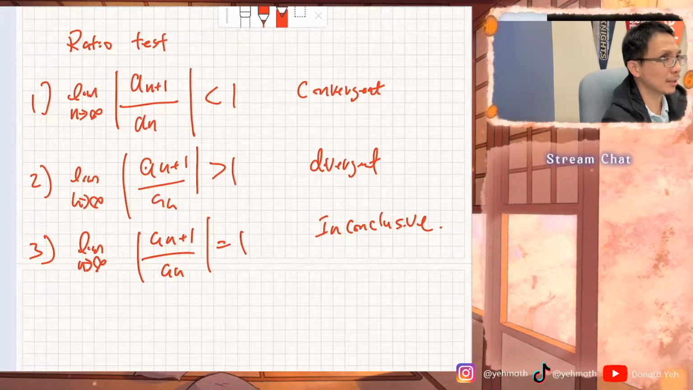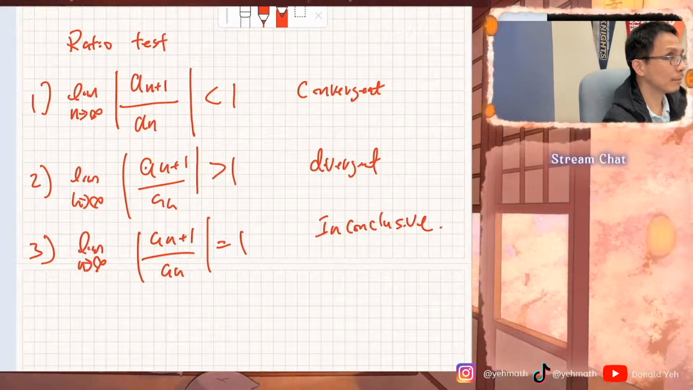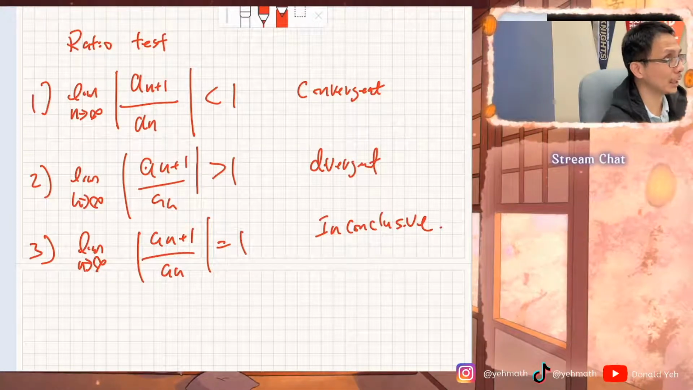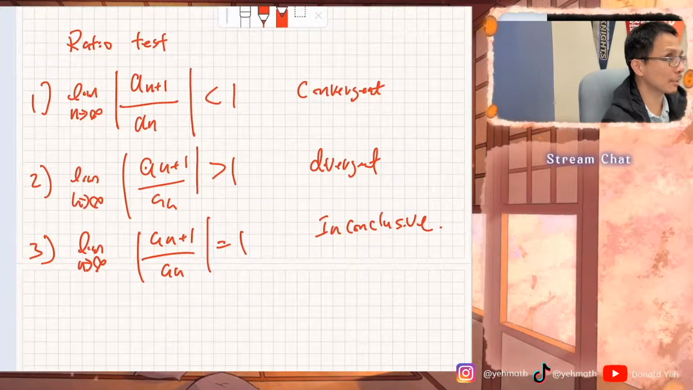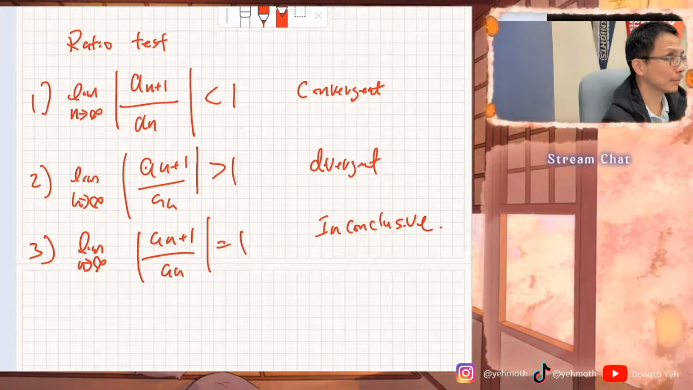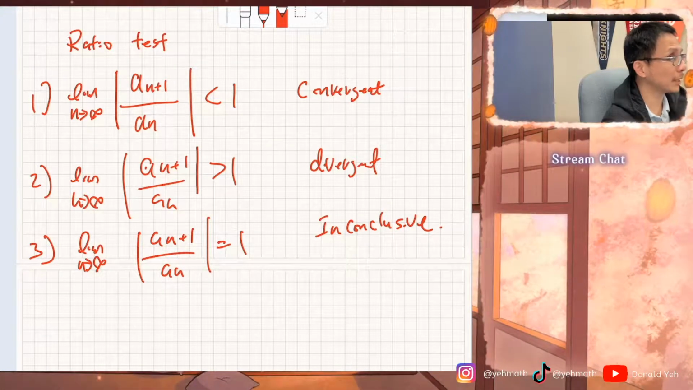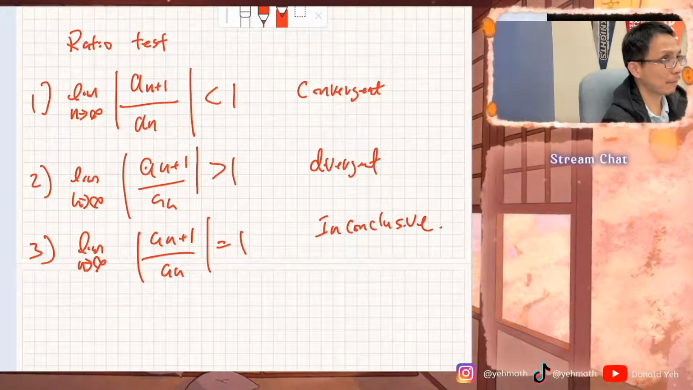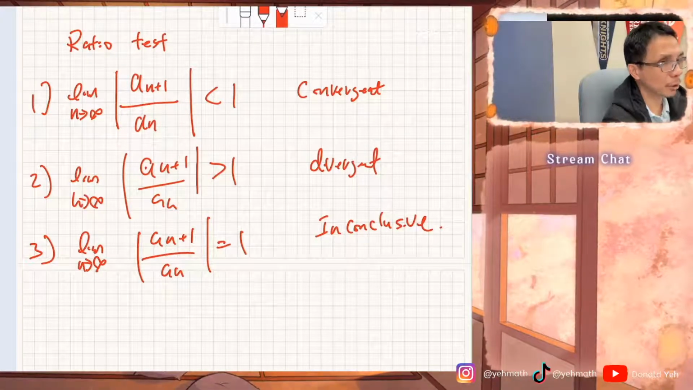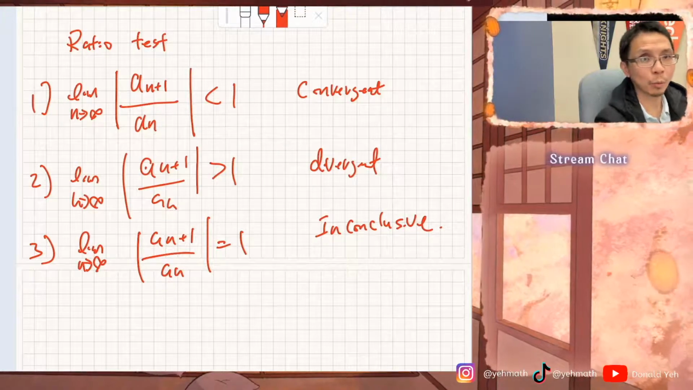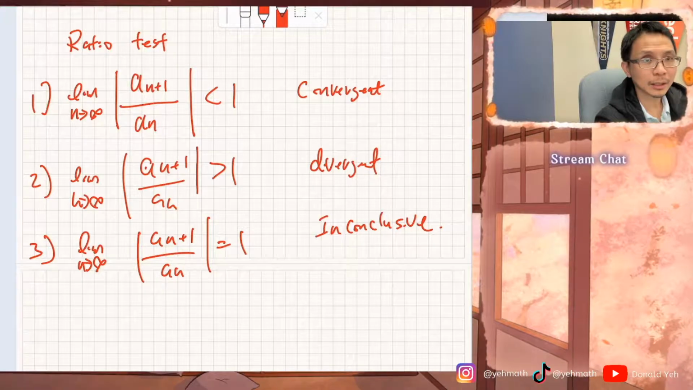Does that make sense? If your next term is smaller. Only if your next term is greater than that, then it doesn't work. So greater than 1 is going to be divergent. Are we okay?